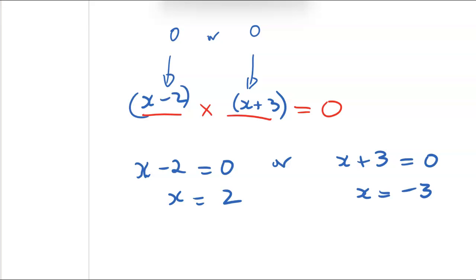Potentially it could be x is 2, which would lead the first bracket to be 0, or x is -3. Now, this should look familiar to you because what do those two brackets represent? We've been spending time building up to this. Binomials. Yeah, they're two binomials.